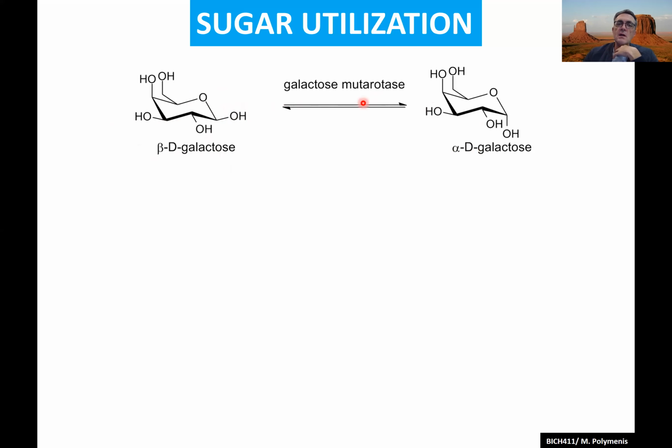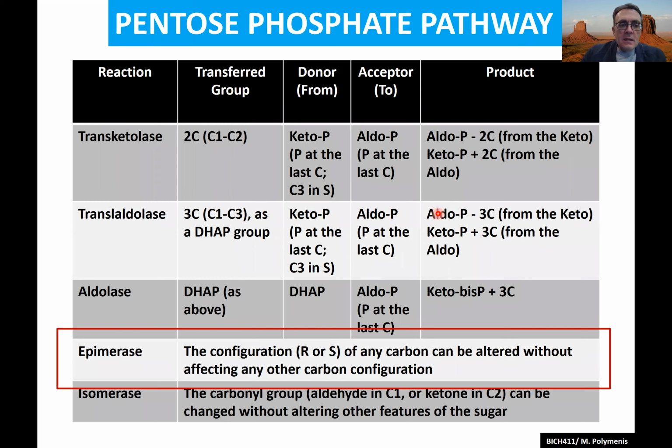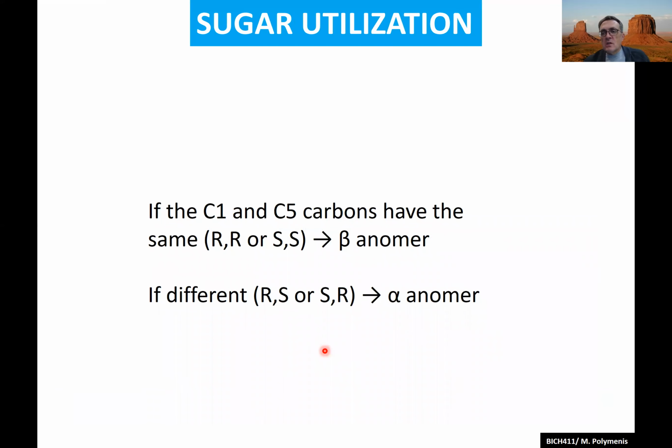This enzyme is called galactose mutarotase. So what is it? Obviously, it fits into this general category. We have an isomerization there. And it's an epimerase, and we've seen them before. It changes the configuration of any one carbon without affecting any other carbon. So it fits. Why do we call it a mutarotase and not an epimerase, for example? Well, it's just a subcategory of the bigger group.